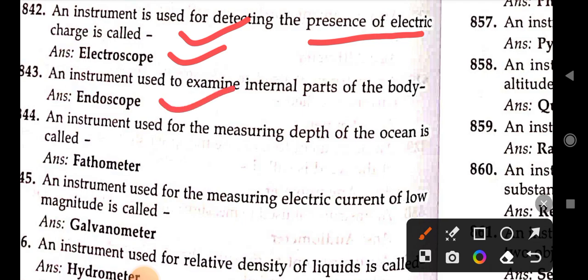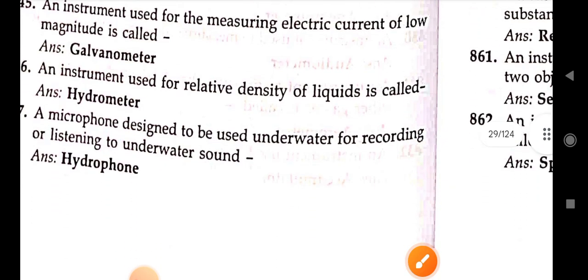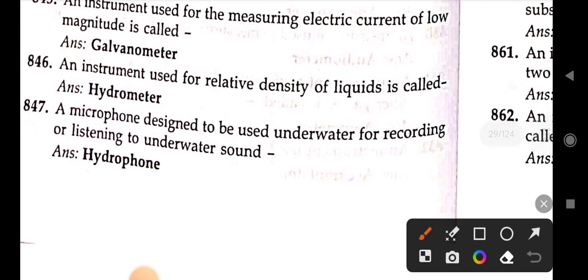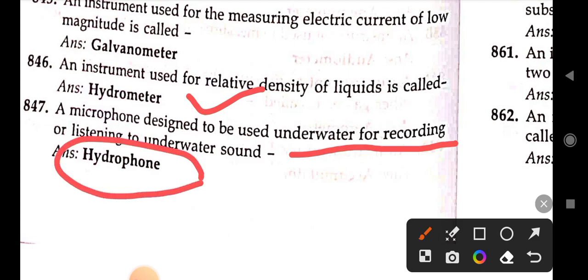An instrument used for measuring the depth of the ocean is called a bathymeter. An instrument used for measuring electric current of low magnitude is called a galvanometer. An instrument used for the relative density of liquid is called a hydrometer. A microphone designed to be used underwater for recording or listening to underwater sound is a hydrophone.